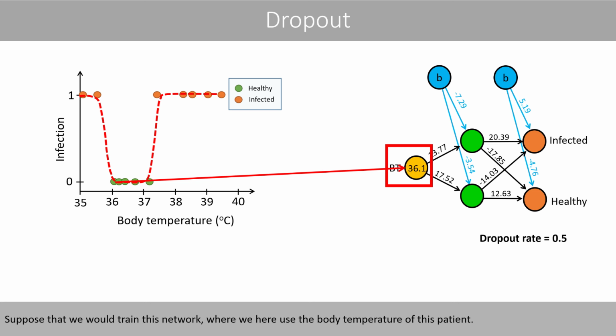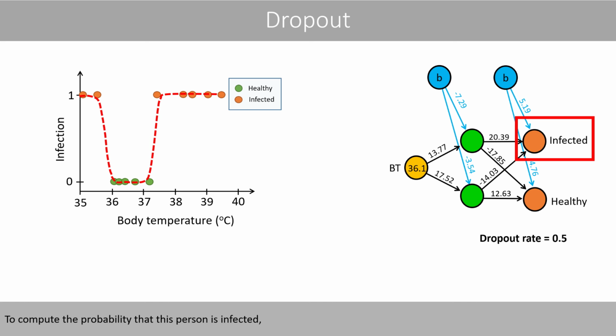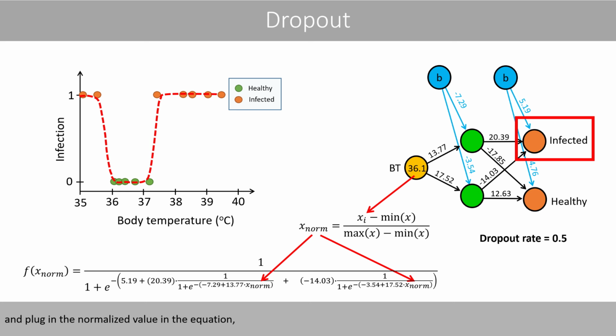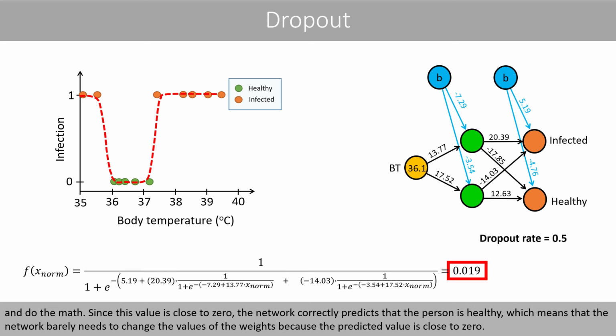Suppose that we would train this network where we here use the body temperature of this patient to compute the probability that this person is infected. We normalize 36.1 and plug in the normalized value in the equation and do the math. Since this value is close to 0, the network correctly predicts that the person is healthy, which means that the network barely needs to change the values of the weights because the predicted value is close to 0.